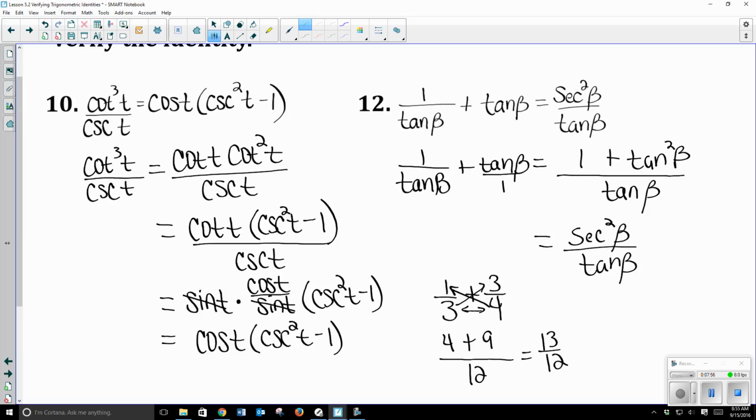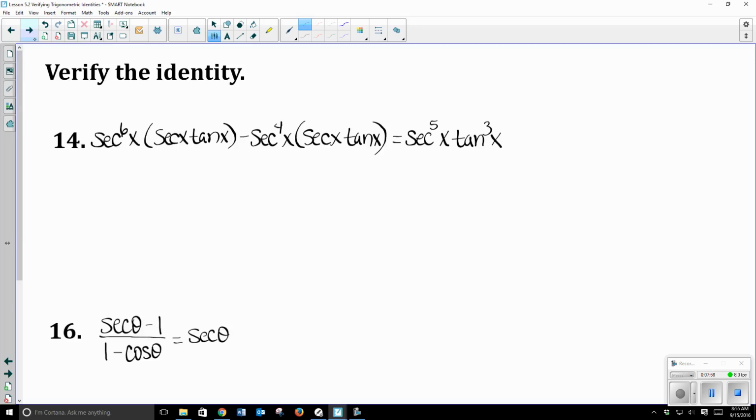Okay, next. Number 14 seems very complicated. It's actually not. Just a lot of writing.